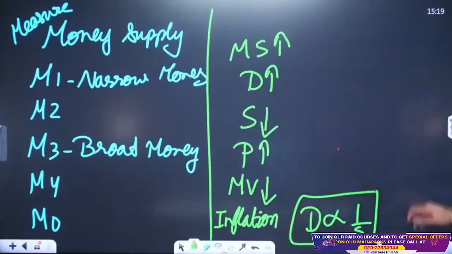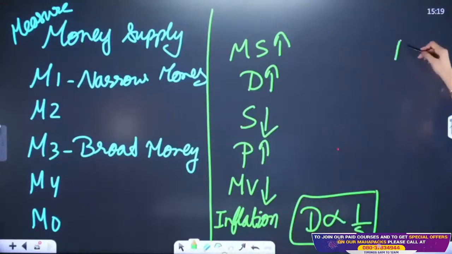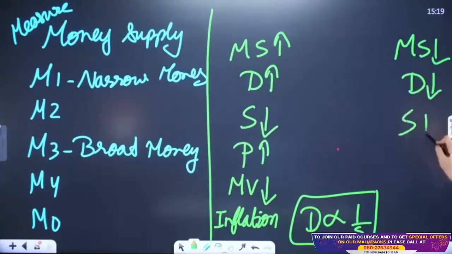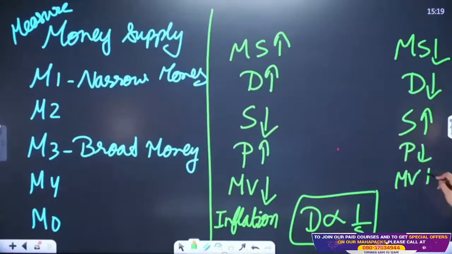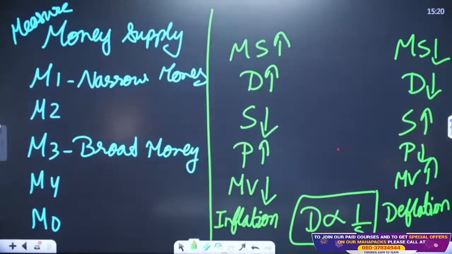Now, if money supply is reducing, then people will demand fewer goods and services, and the supply will be more in comparison to demand. Then the prices will reduce, the value of money will increase, and this will create deflation in the economy. So you can see, if the money supply is more than required, it creates inflation in the country. If money supply is less than required, it will create deflation in the country.